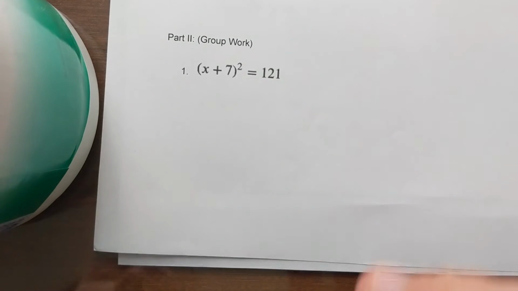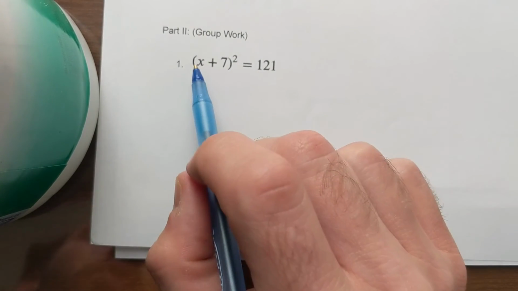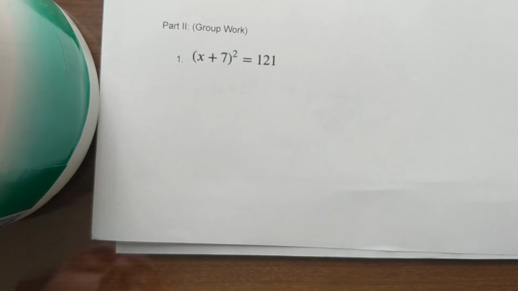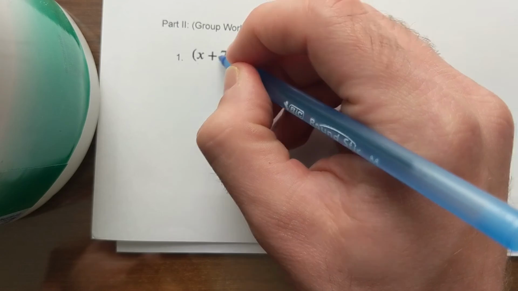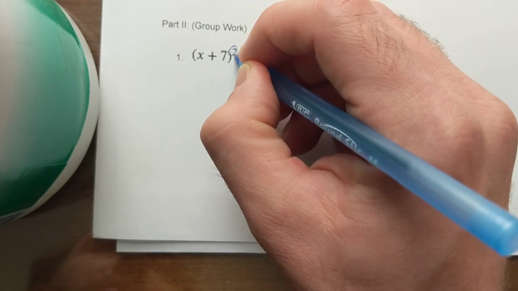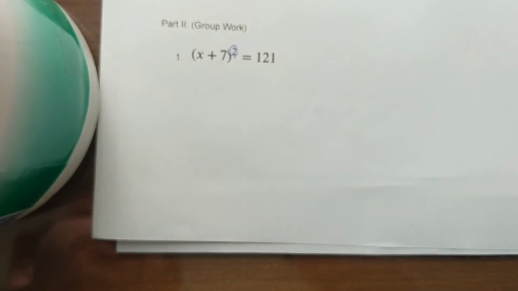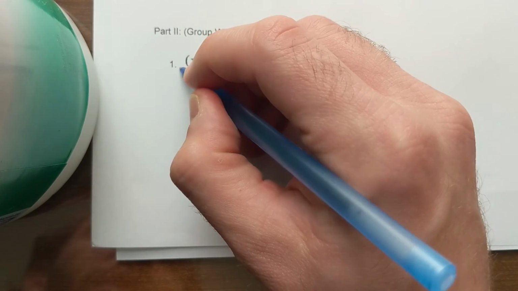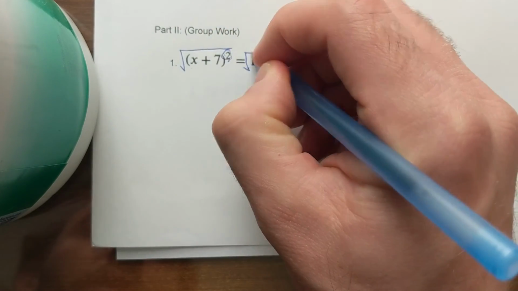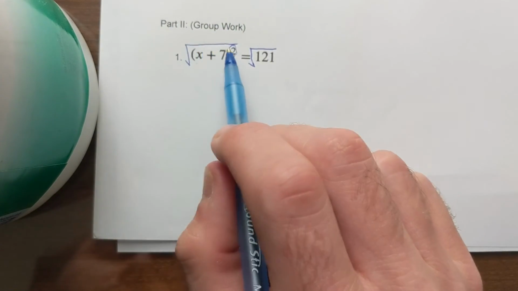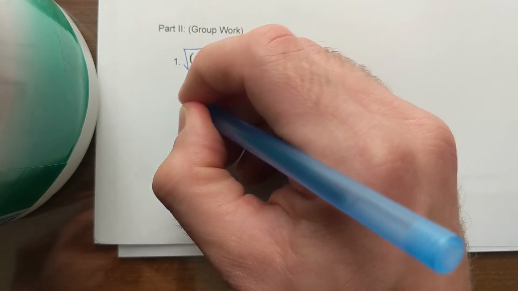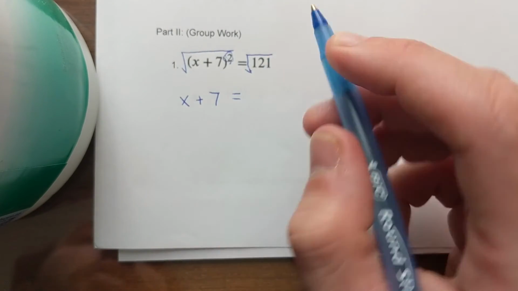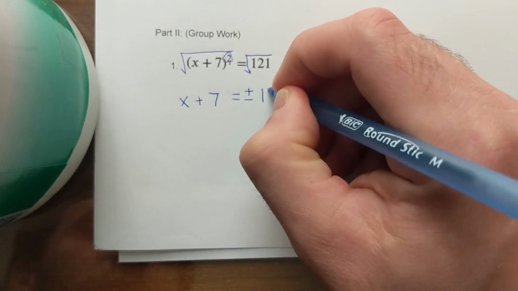And then our final one before you break into your groups, we have the quantity x plus 7 squared equals 121. So the first thing we have to do is get rid of these parentheses, so that means we have to get rid of this 2, or second power. Oops, sorry, it's getting a little blurry on you. So to undo this second power, again, we have to take the square root of both sides. The square root symbol gets rid of that 2, so we're just left with x plus 7 equals, and then the square root of 121 is positive or negative 11.